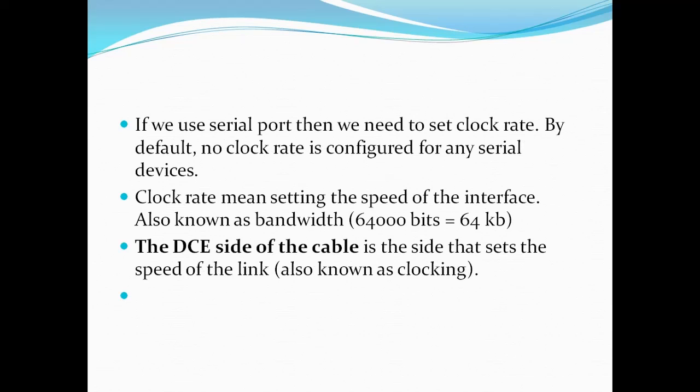If we use a serial port, then we need to set the clock rate, because by default no clock rate is configured for any serial port devices. So we need to configure the clock rate if you are planning to use a serial port to connect the routers. Clock rate means setting the speed of the interface. It's also known as bandwidth. You can see 64000 bits equals 64 kilobits.